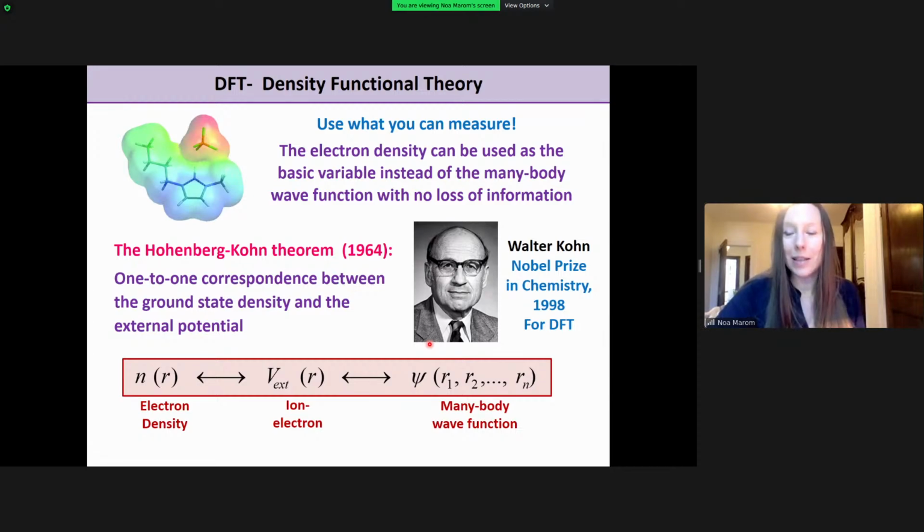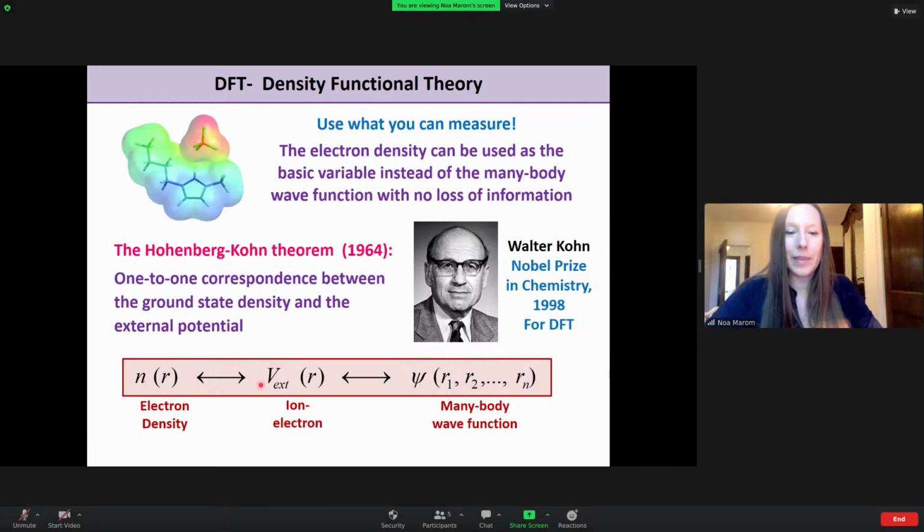And the idea of density functional theory is that you can use the electron density as the basic variable instead of the many-body wave function. And intuitively, it makes sense because the density is actually an observable that you can measure in an experiment, whereas the many-body wave function is not an observable.